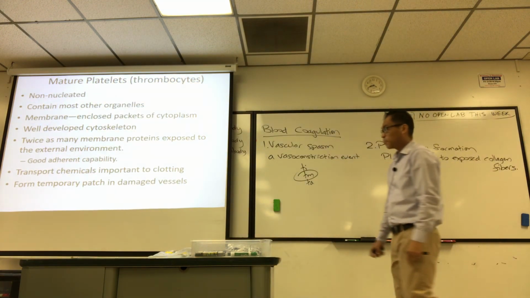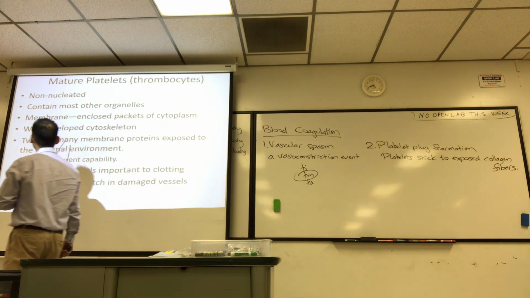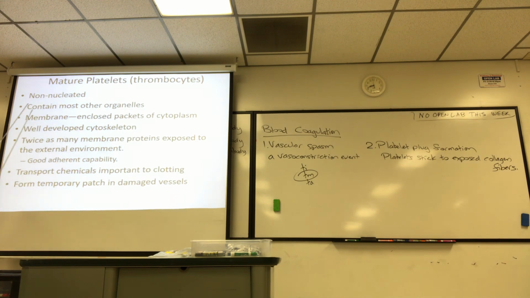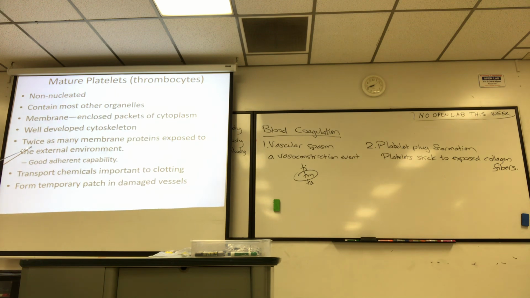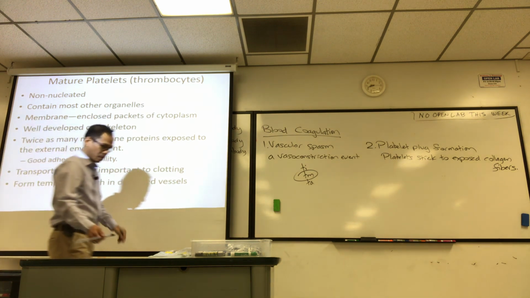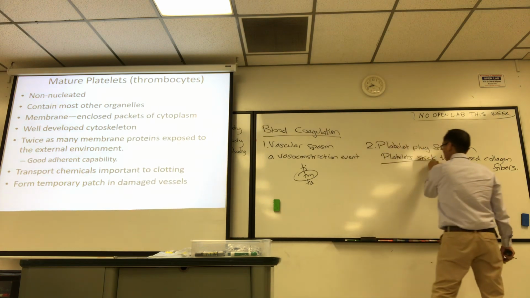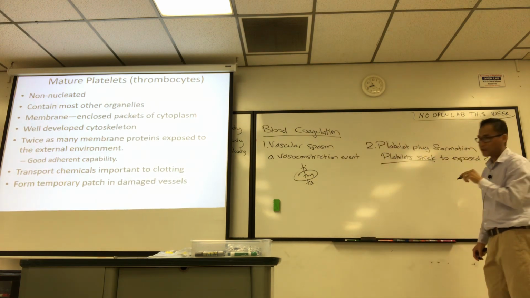So here are some features of the platelet. They don't have a nucleus, but they have most other organelles. Their membranes are just basically closed packets of cytoplasm, but they have a very well-developed cytoskeleton because they have to plug leaks. So the cytoskeleton is very important for them. They have many membrane proteins to help stick to each other for good adherent capabilities. The important thing about them is they contain a lot of chemicals important for clotting. So one thing to note about platelet plug formation, when they stick, they become activated.